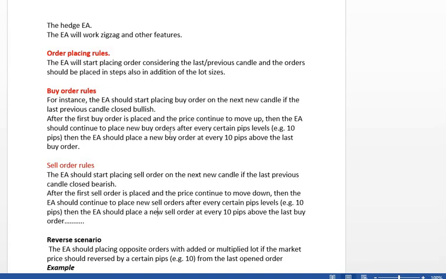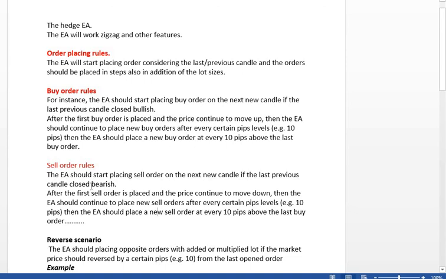Do you understand? Every 10 pips you should place a new order. This 10 pips just depends on the user. He can decide to make it 5, he can decide to make it 20. But at this particular pip distance, the EA should place a new order. If it is buy, you should keep on placing buy as the price continues to go up.